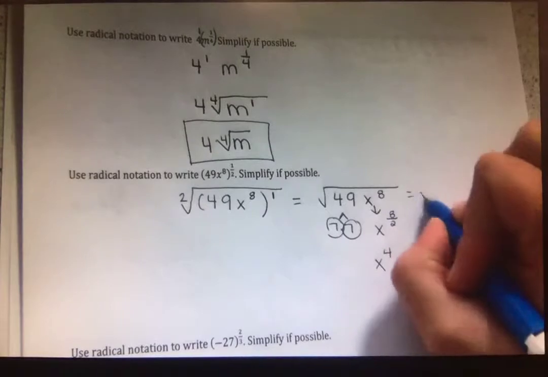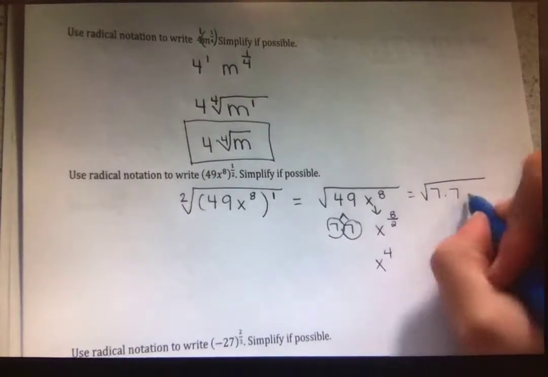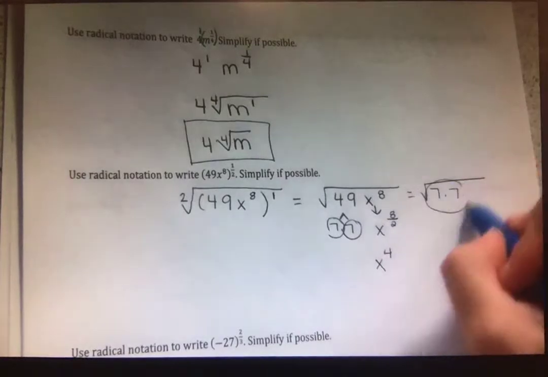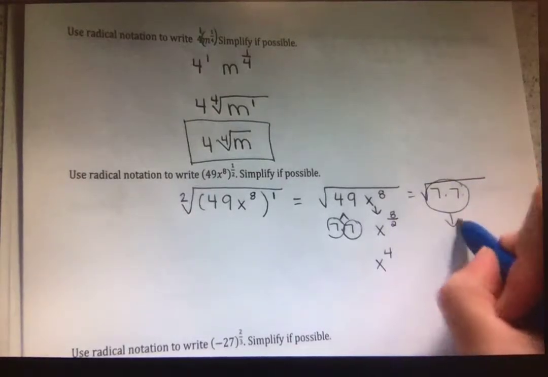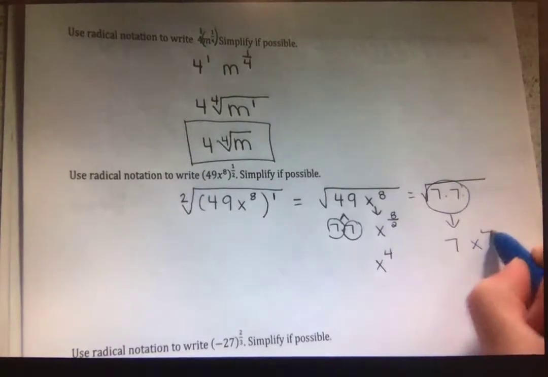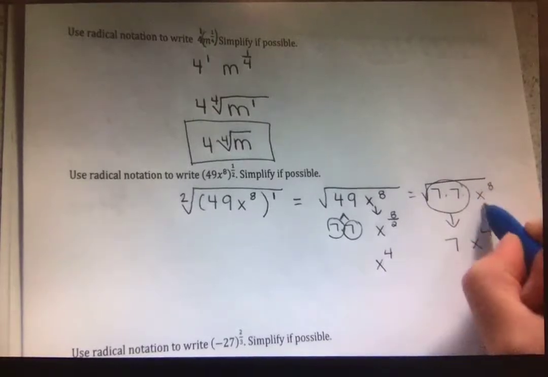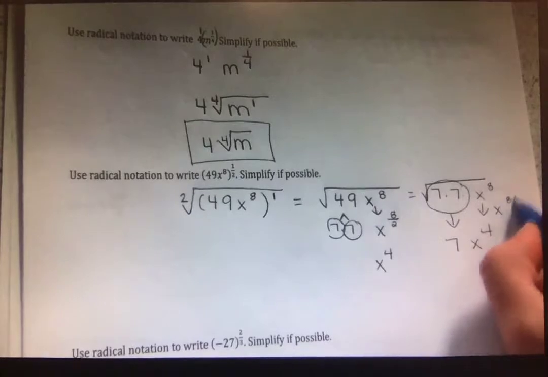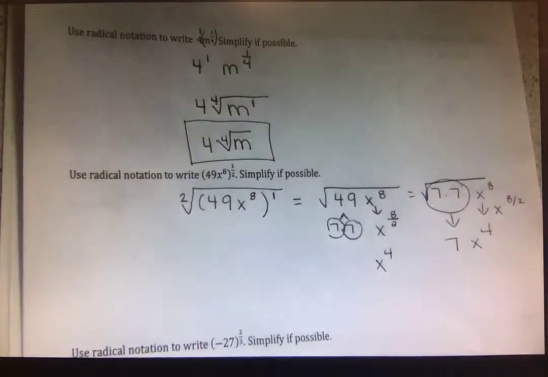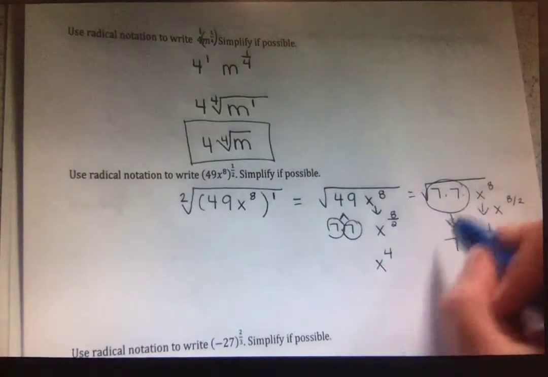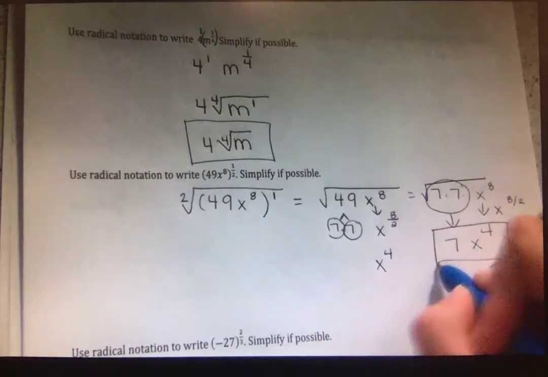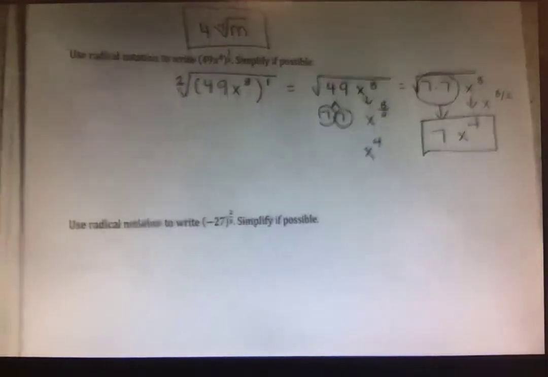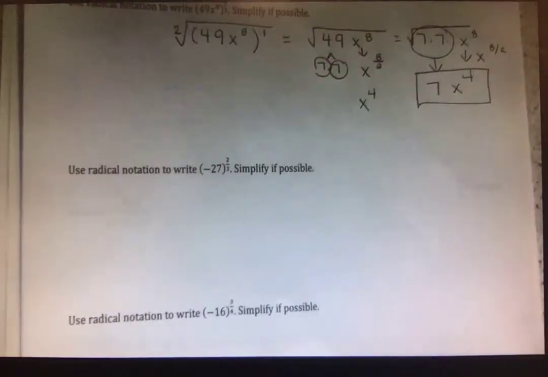So underneath the radical, we have 7 times 7, and then we have that x to the 4th is coming out. Those 2 7s are coming out. The x to the 8th we said was coming out as groups of 2, so 4 groups are coming out. So 7x to the 4th is our final answer.